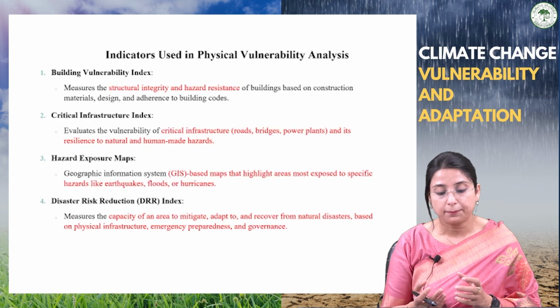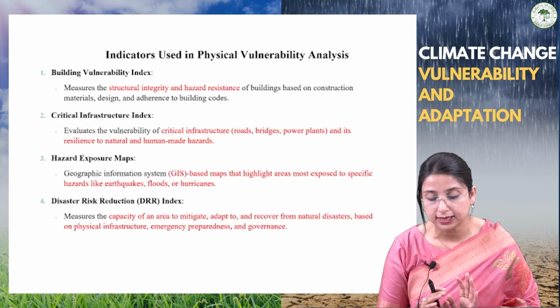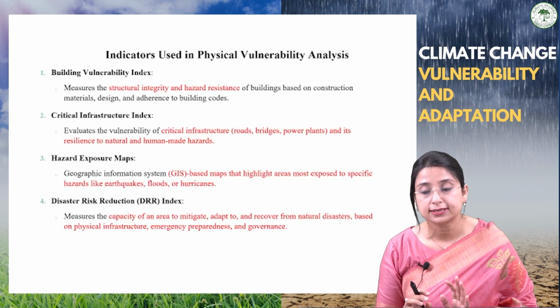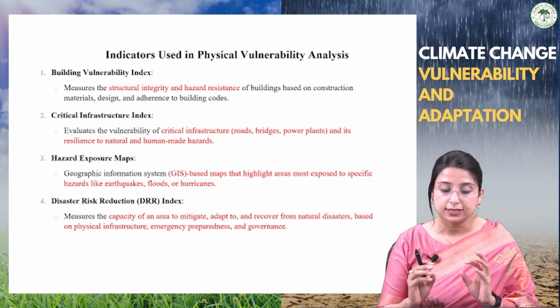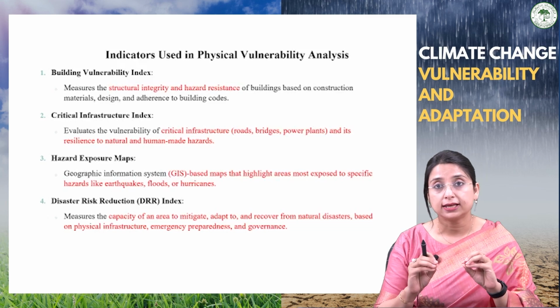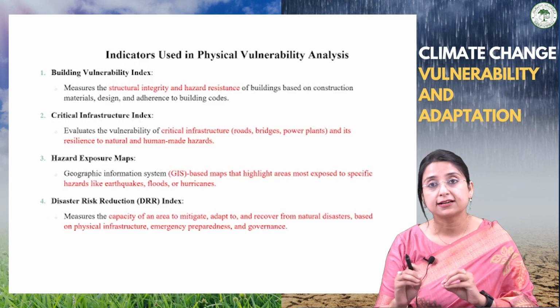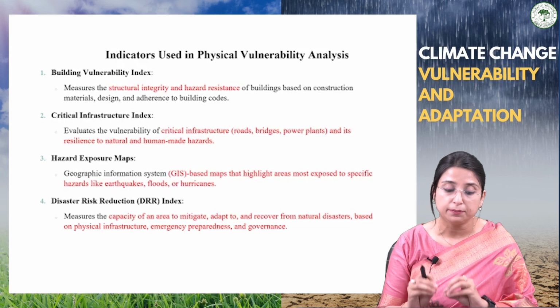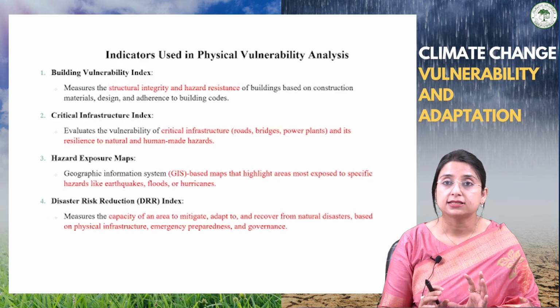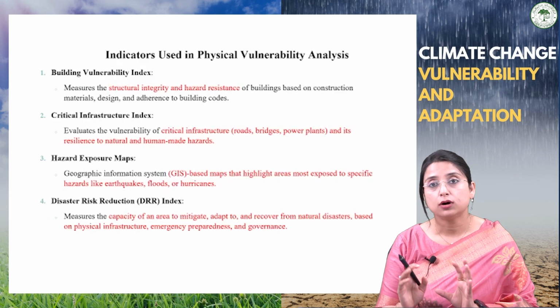And then the disaster risk reduction index, what is that? That measures the capacity of an area to mitigate, adapt, or recover from natural disasters based on their physical infrastructure, their resources, their emergency preparedness, governance, etc. We measure the capacity of an area, how capable that area is to mitigate a particular type of incident.